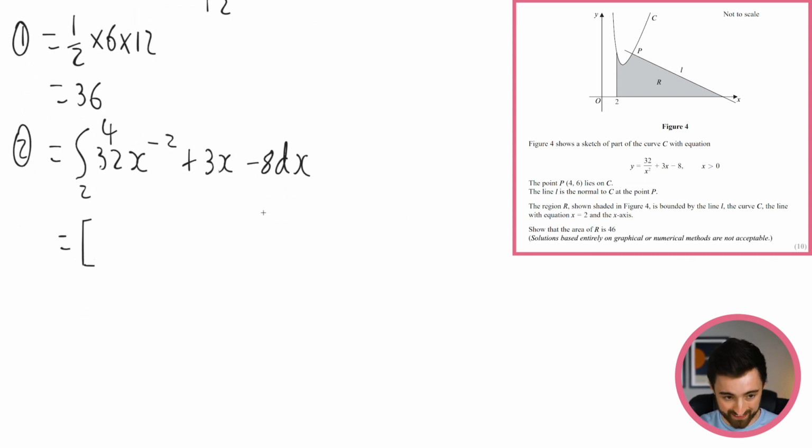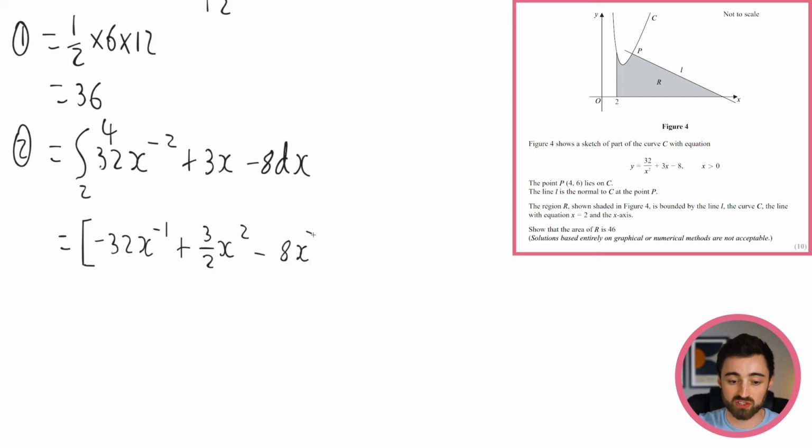Okay. Add 1 to the power, so I'm going to get an x to the minus 1. Divide by the new power, so divide by minus 1, which is just like making a minus. Plus, add 1 to the power, so that's a 1, add 1 I get x squared. Got the 3, divide by the new power. Minus, constants just turn into x's. These numbers go here. We're getting there. Stick the 4 in here, stick the 2 in there.